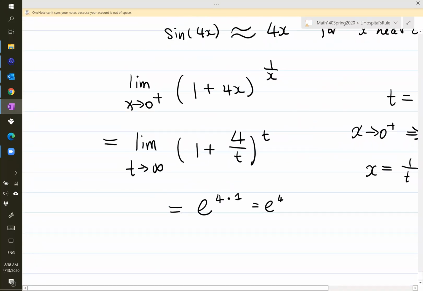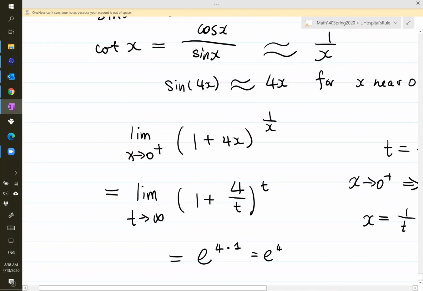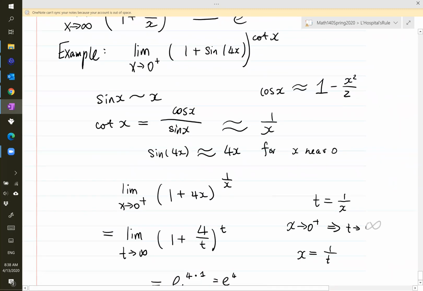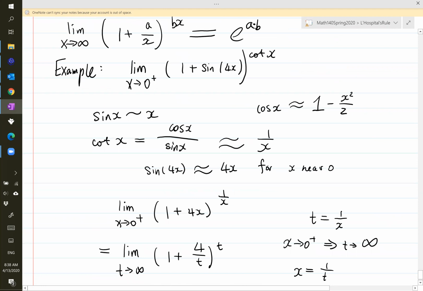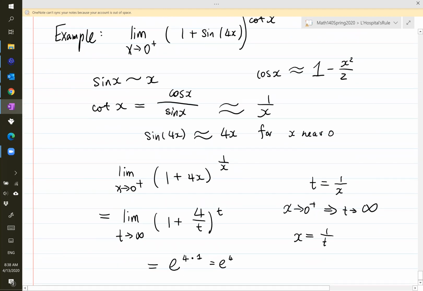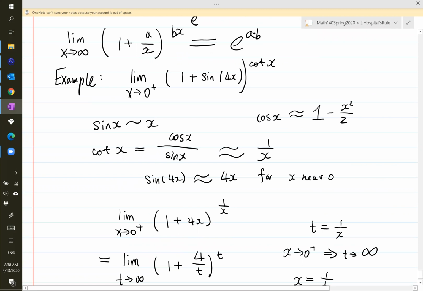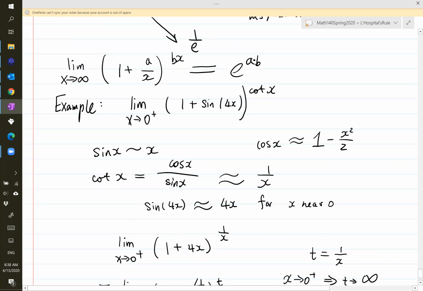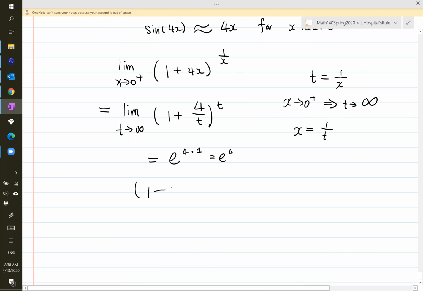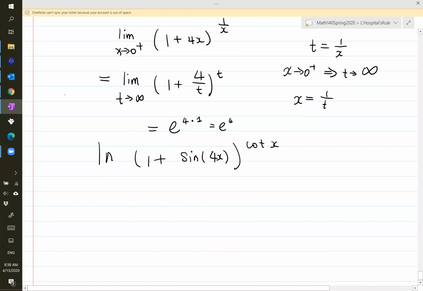Now to be more precise, let's use L'Hopital's rule. We try to use L'Hopital's rule, using the routine procedure, and the answer should be e to the power 4. So the first step, of course, is to take a ln. Then we simplify so that we get an indeterminate product.